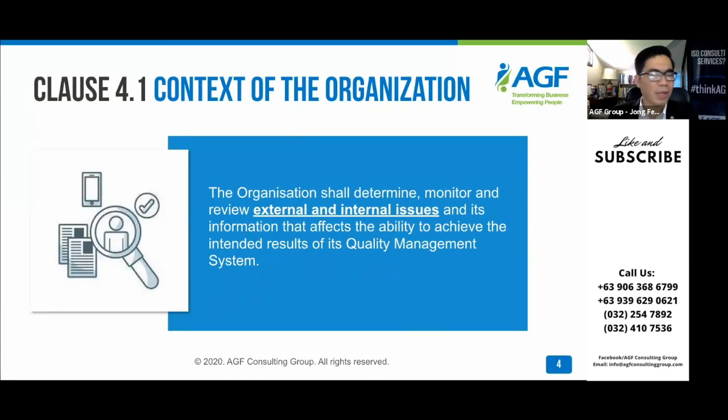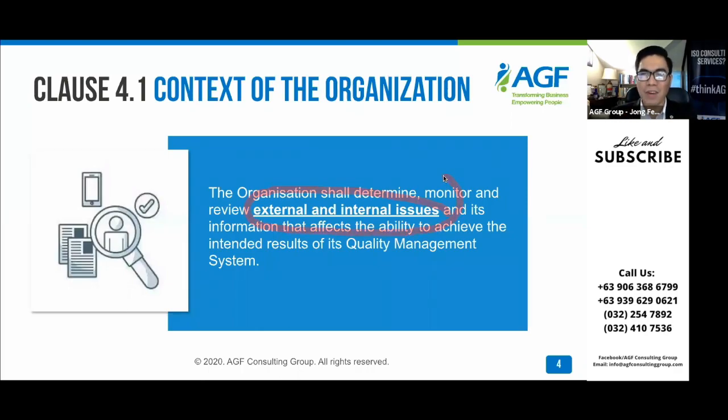4.1, context of the organization, talks about your organization being able to determine, monitor, and review your external and internal issues. Not only to determine, but to monitor and review your external and internal issues. So with emphasis on external and internal issues. So this is where it begins.